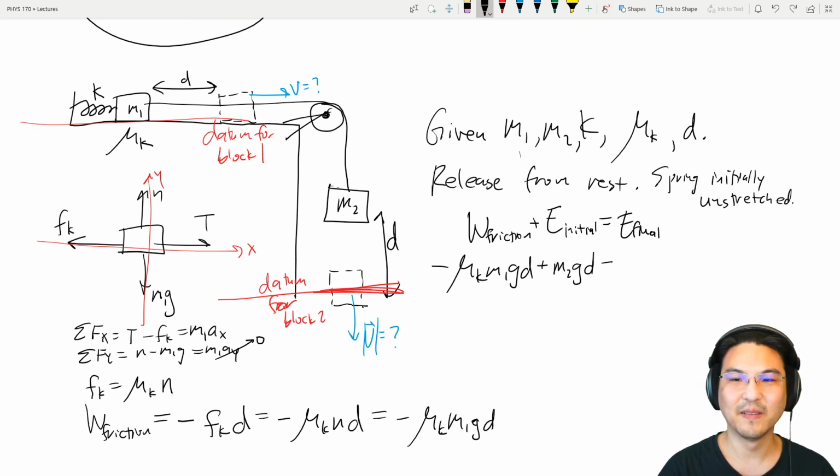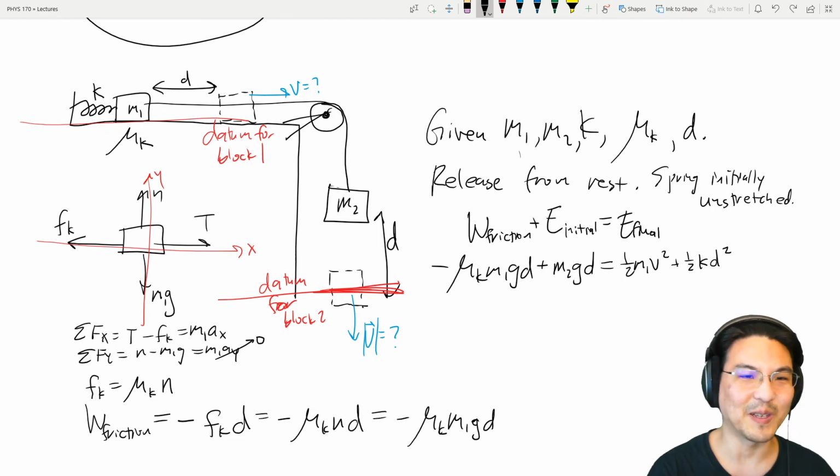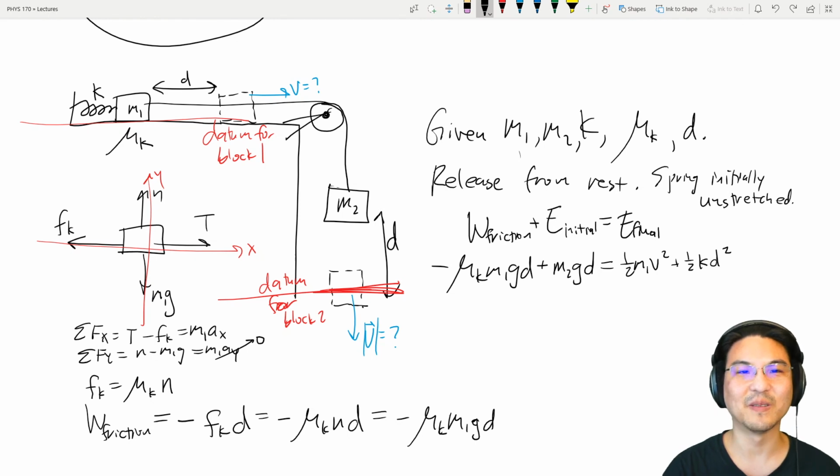Now, final. Block 1 is now here, going this fast. So it has kinetic energy, 1/2 mv squared. Okay, and now the spring is stretched by this much. So now the spring has potential energy, 1/2 k this much squared. It's stretched by d squared. Okay, what about the gravitational potential energy for block 1? It was here at the datum, and now it's here, still at the datum. So the gravitational potential energy for block 1 is still 0.